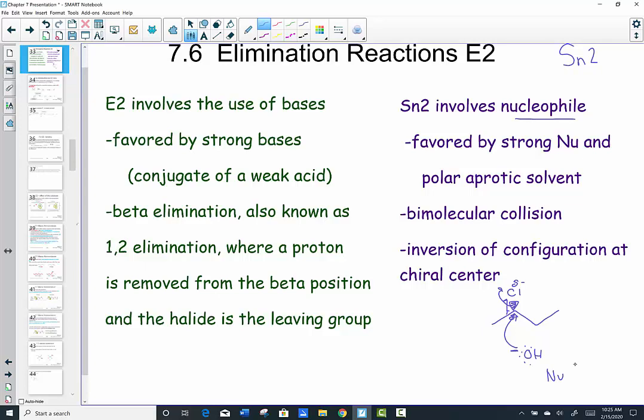When that happens, a substitution occurs, and we've learned that we would have an inversion of the configuration. We call that a backdoor attack. So instead of a wedge on the chlorine, we end up having a dash, and we've turned our alkyl halide into an alcohol. That is a substitution reaction, turning one functional group into another, with an inversion from this bimolecular collision. And we remember learning that polar aprotic solvents work best in promoting nucleophilic substitution.